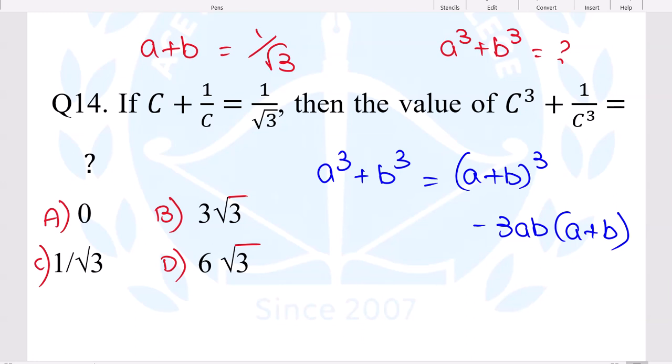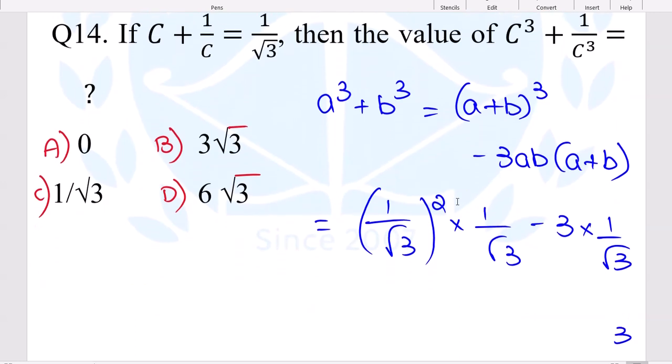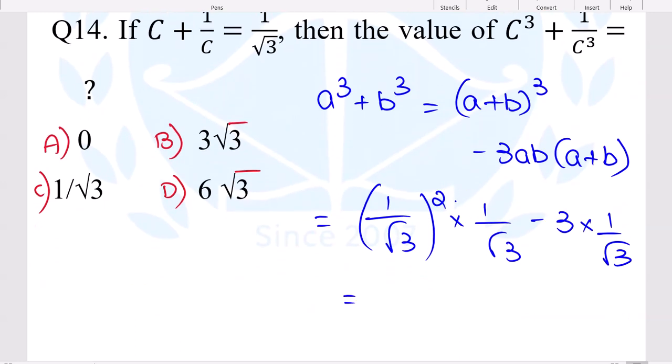Now here A plus B whole cube means 1 by root 3 whole cube, which can be written as 1 by root 3 whole square into 1 by root 3. Minus 3AB. A is C, B is 1 by C, it will cancel, so A into B is equal to 1. Here in this question, AB equals 1. A plus B is nothing but 1 divided by root 3. 3 divided by root 3 means root 3 only. And here 1 by root 3 whole square is 1 by 3. I think 1 by root 3 you can take common.